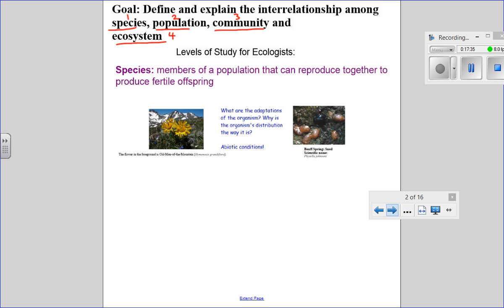So the first level of study is studying a species. The definition of a species is members of a population that can reproduce together to produce fertile offspring. I taught grade 9. I remember teaching that exact definition to my grade 9 class. I'm not going to ask you what's a species on a test, but I do want you to know that's the condition that you have to meet to be called a species.